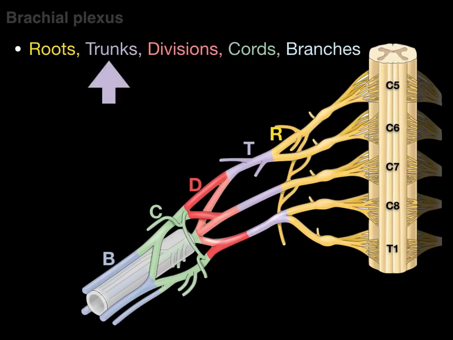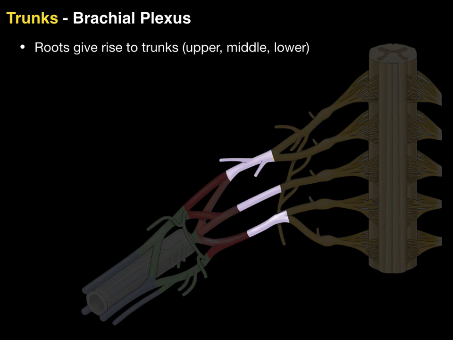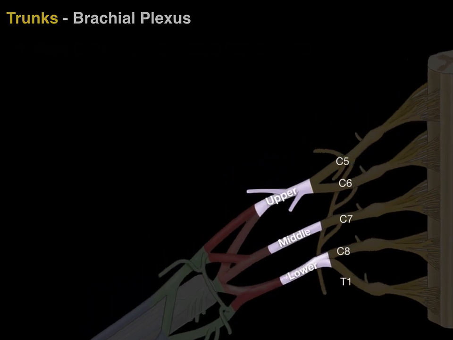Okay, so now let's talk about the trunks of the brachial plexus. Roots give rise to trunks: upper, middle, and lower trunk, sometimes known as superior, middle, and inferior. So the C5 and C6 roots join to make the upper trunk. And then the C8 and T1 roots join and make the lower trunk. And then the C7 root just continues as the middle trunk, the only contribution.